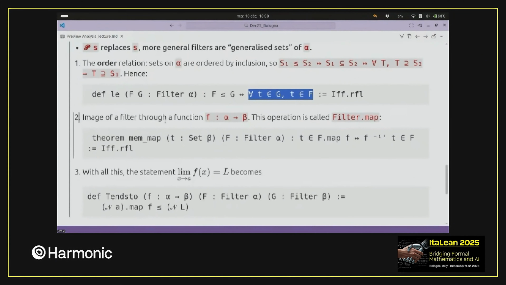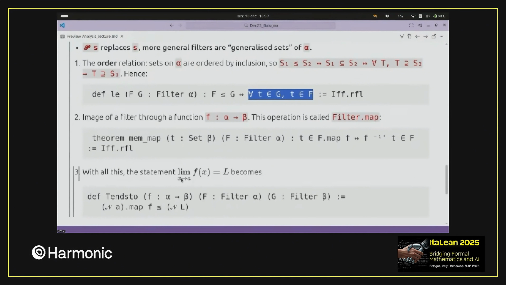And the second thing we extend is the push forward through a function. If you have a function from alpha to beta and you have a set in alpha, you can consider its image, which is a set in beta. And you do exactly the same for filters. You can very easily extend the definition of maps to filters.